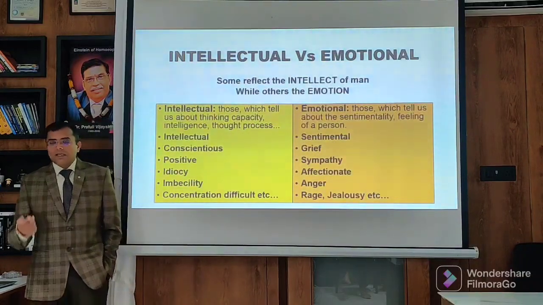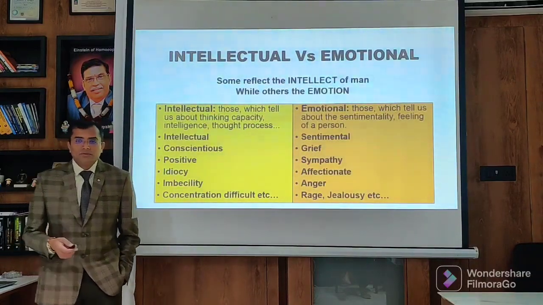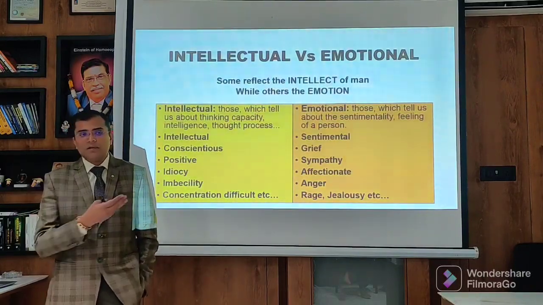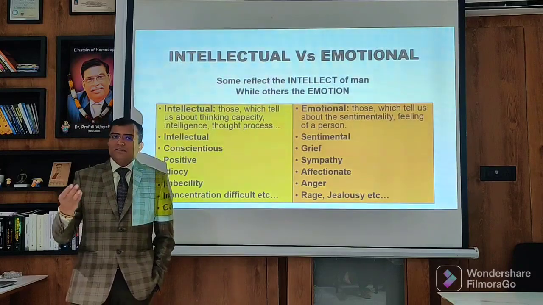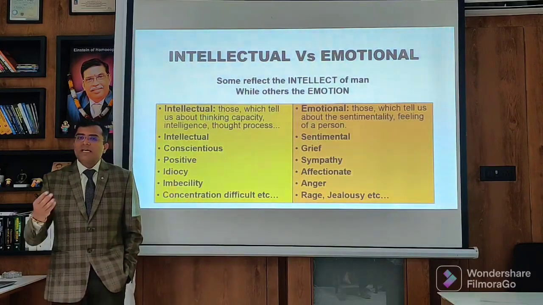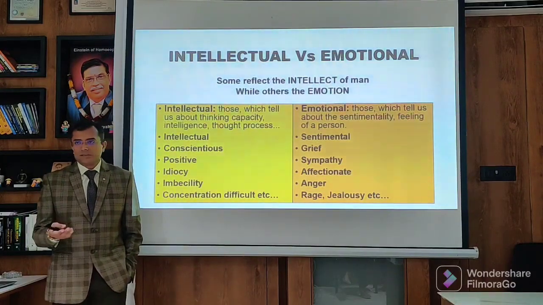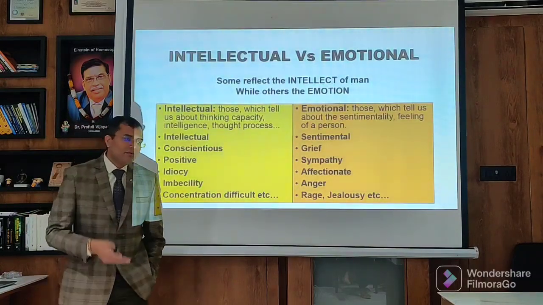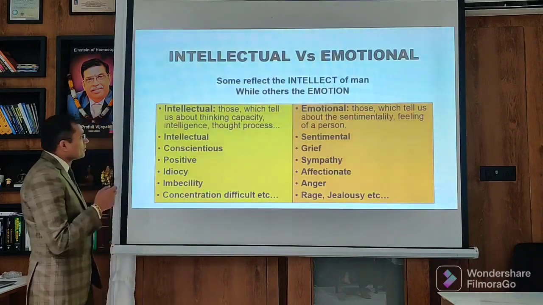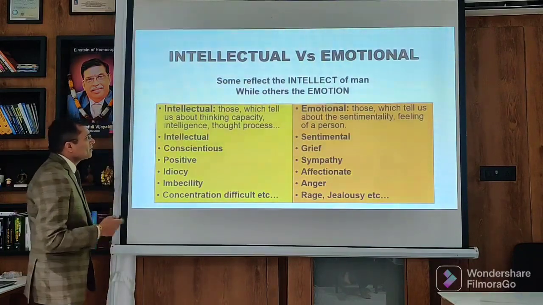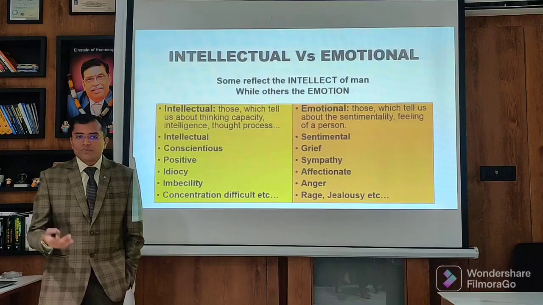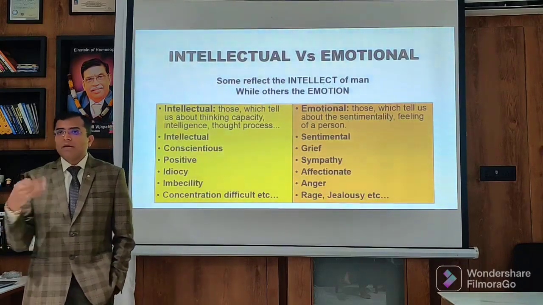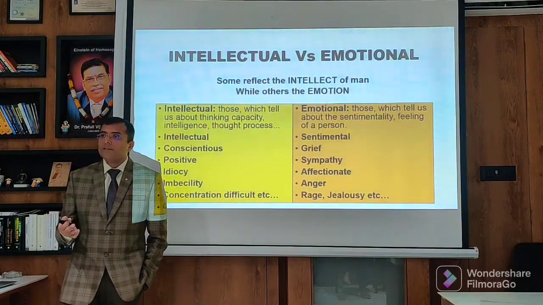So the third category is intellectual versus emotional. Some rubrics reflect the intellect. I told you earlier that if the person is absent-minded, absent-minded is a kind of intellectual rubric. It is not an emotional rubric. In the same way we have to understand. Those rubrics which tell us about thinking capacity, thought process, and intelligence are intellectual ones. Memory also belongs to the intellectual rubrics.